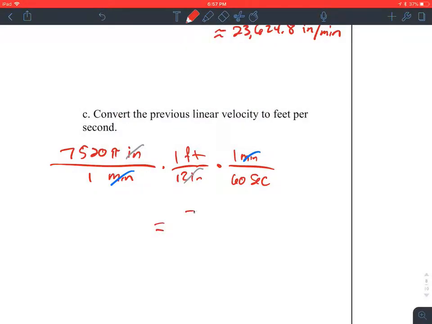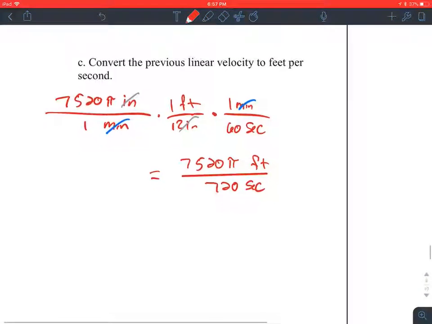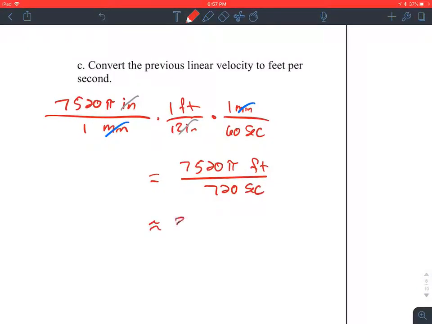That's going to be 7,520 pi feet for every 720 seconds. If you divide that, that's about 32.8 feet per second.